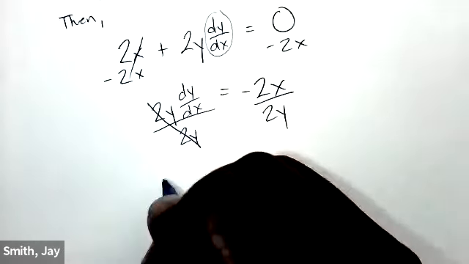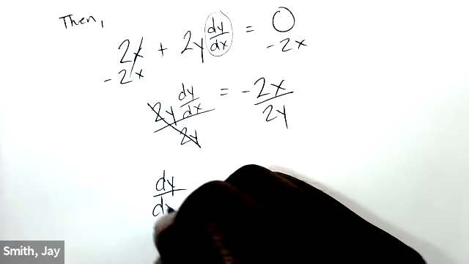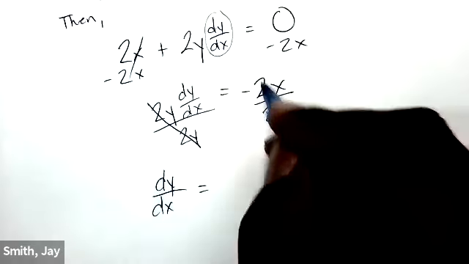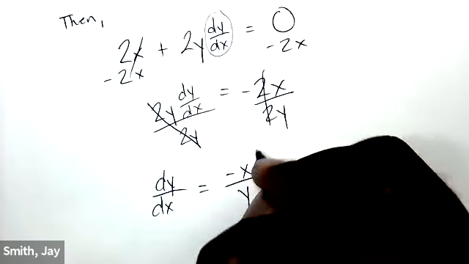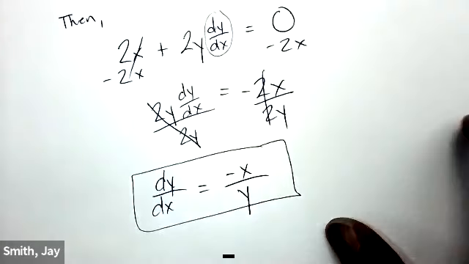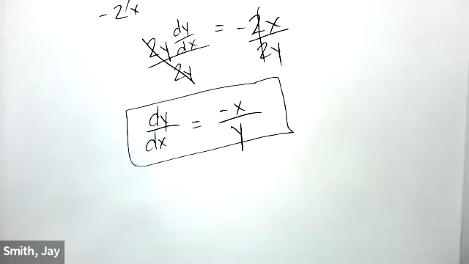And then to get dy dx by itself, we can divide both sides by 2y. This way the coefficients cancel, leaving me with dy dx, what it is we're looking for. The 2's would cancel because anything over itself cancels, leaving me with a negative x over y. So the slope of the tangent line at any point would simply be negative x over y.